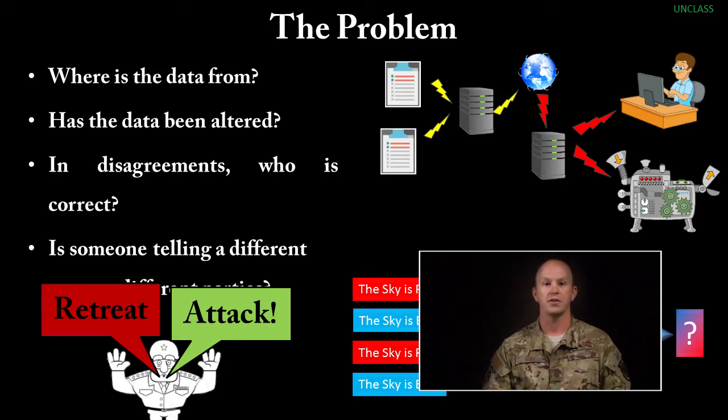We need to also be able to tell in some situations where the data is coming from, and then if the person providing that data is saying different things to different parties. In this instance, the Byzantine general's problem of attack the city to one lieutenant and retreat to the other lieutenant, causing chaos in the ranks.